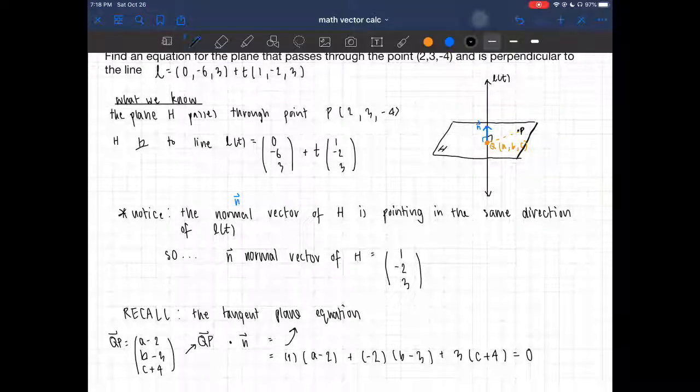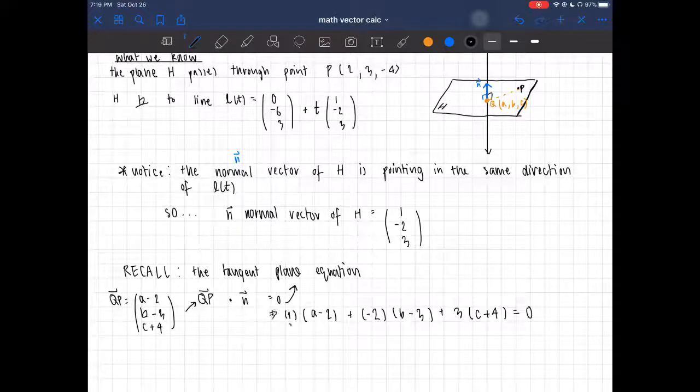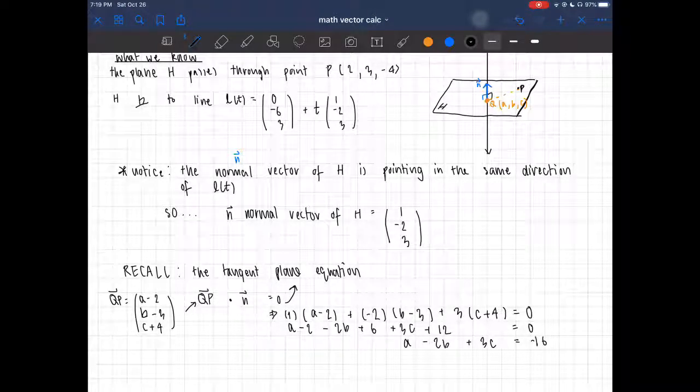So let us compute the dot product. After that, we just simplify, distribute the terms, do some basic algebra. Then we get A minus 2B plus 3C equals negative 16. And ABC are just variables, so we can also call ABC x, y, z. So I'm just writing that down: x minus 2y plus 3z equals negative 16. And that is our plane.